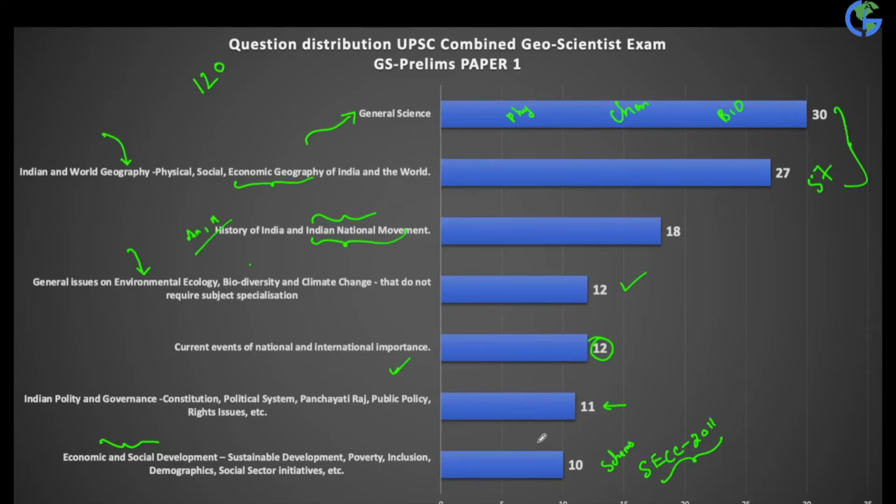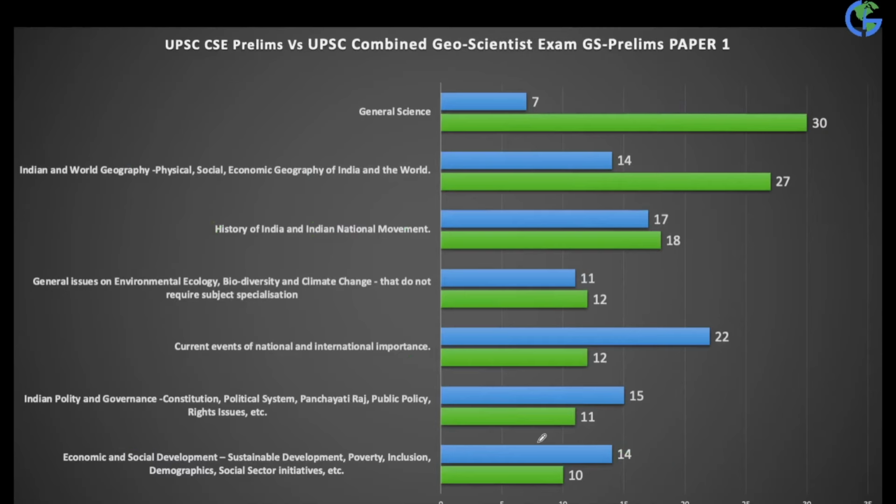Right. Now, if we compare this prelims with the UPSC prelims, there is a huge difference. You see in the questions of general science, there were only 7 questions on general science in the 2019 prelims, and there are 30 questions, as we have seen, in the UPSC Geo-Scientist exam prelims. This is basically because all the students giving the combined Geo-Scientist exam have done an MSc, either in geology or in chemistry. So they are expected to answer the science questions, and the number of questions on science is more.